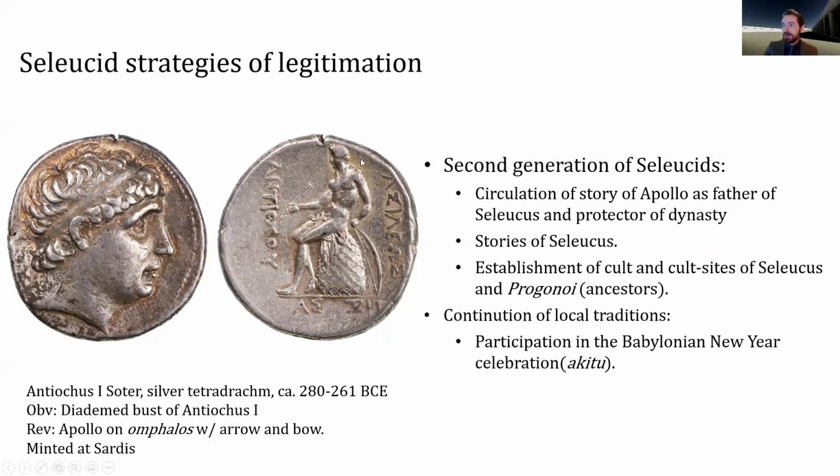And you'll see here we have a depiction of Apollo with his bow and arrow sitting on this thing called the omphalos. We will talk a little bit more about that later. But the omphalos is the navel of the world that was located at Delphi.